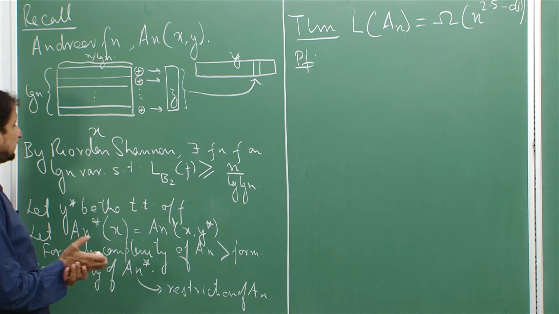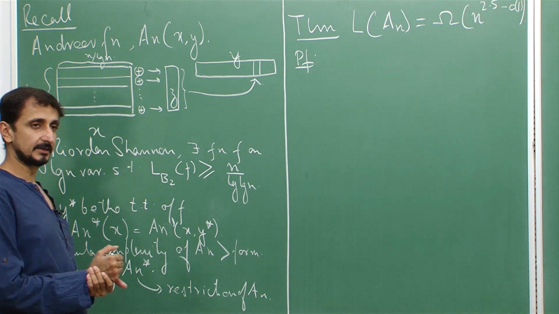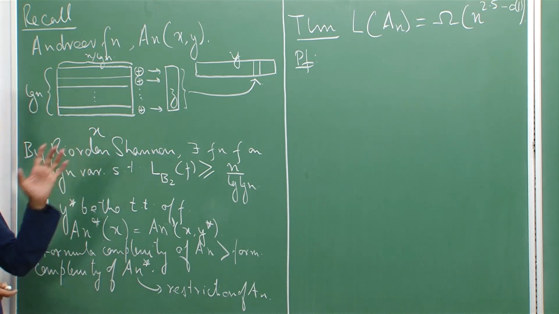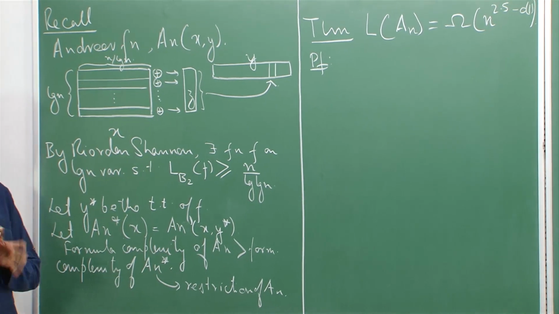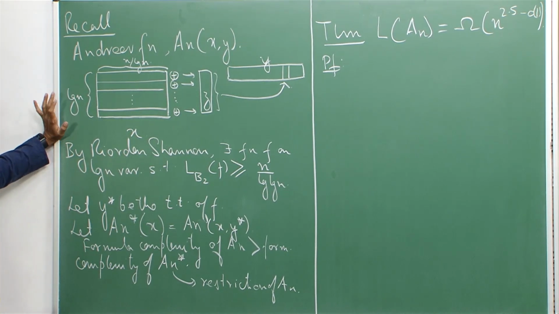So, we were discussing this function, the Andreev function, last time, and the target was to show a lower bound on this function, to show that any formula computing this function will have size at least slightly less than n to the power 2.5. So, let me quickly recall what the function was.